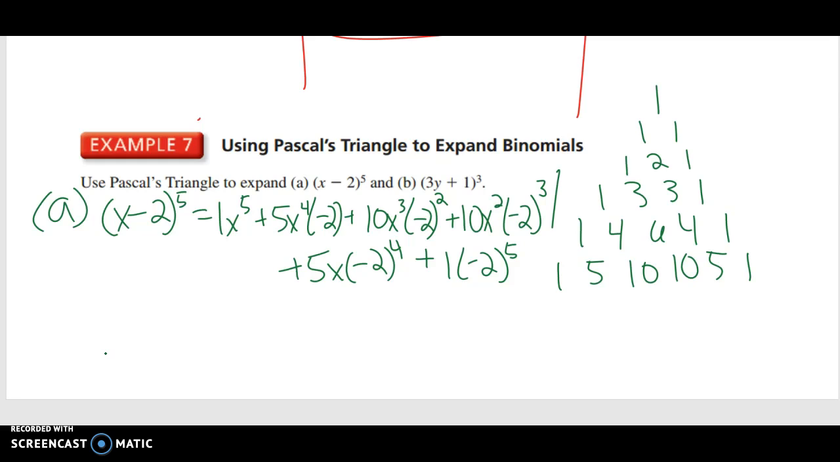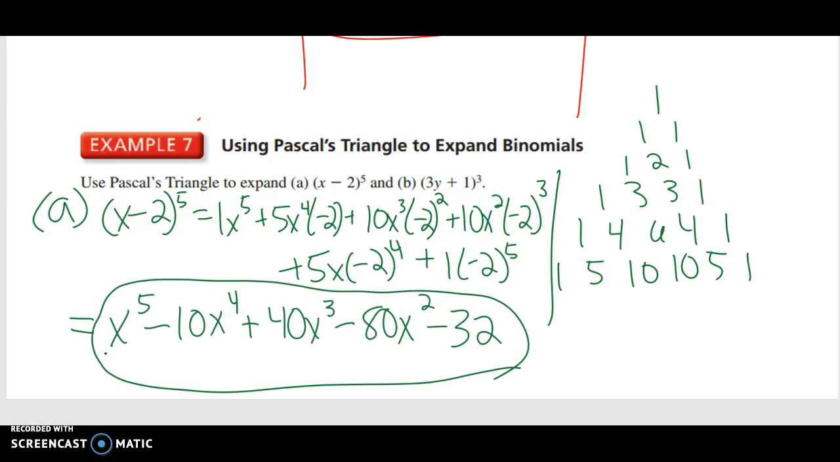When I simplify this all, it becomes what? So let's multiply the numbers and clean that up a little bit. So this should be your final answer for part A, and then I'm going to restart and do part B. Copy this down.